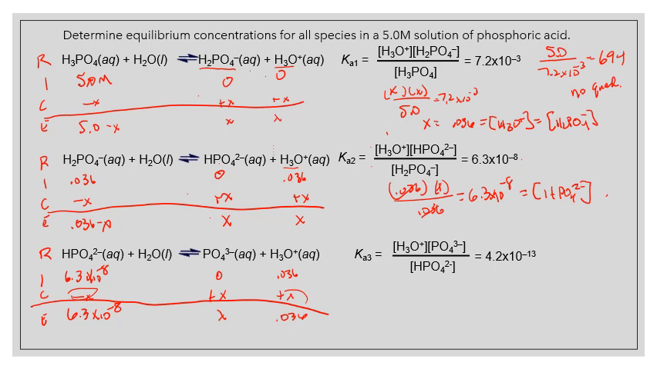So I can plug my values in, 0.036 times x over 6.3 times 10 to the negative 8th equals 4.2 times 10 to the negative 13th. So if I multiply the 6.3 times 10 to the negative 8th on both sides and divide by 0.036, we have our value for x.